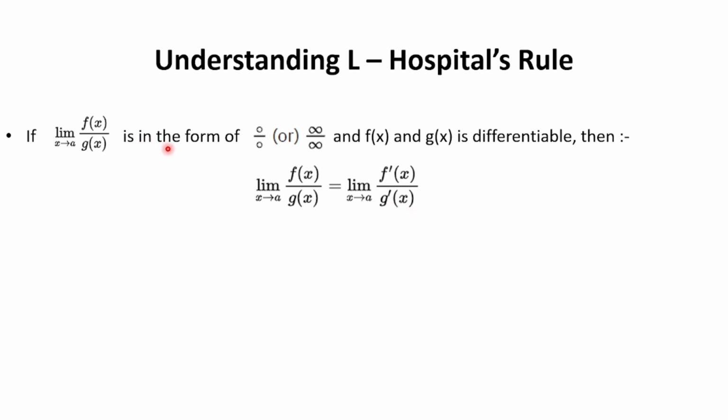The most important thing in this statement is that the form of the expression should be either 0 by 0 or infinity by infinity, and both f of x and g of x are differentiable. The f dash of x and g dash of x are the first derivatives of the respective functions. Now let us understand this concept by solving a few questions.